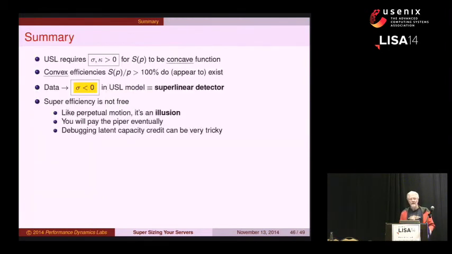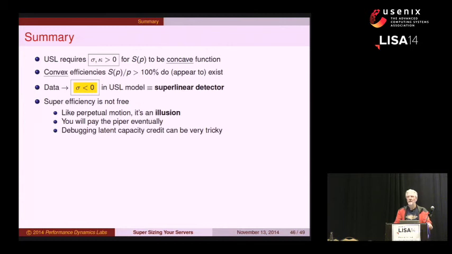So in summary, USL requires 2 coefficients, sigma and kappa, that's to say contention and coherency. As a general matter, both of those are positive and should be positive to give you a speed-up function which is concave, that's to say going like that. If you have convex efficiencies, which is what you need to get this superlinear effect in order for it to be more than 100%, although they do appear to exist, and if you try to fit the data with the USL, the sigma value will end up being negative, and that's your superlinear detector actually.